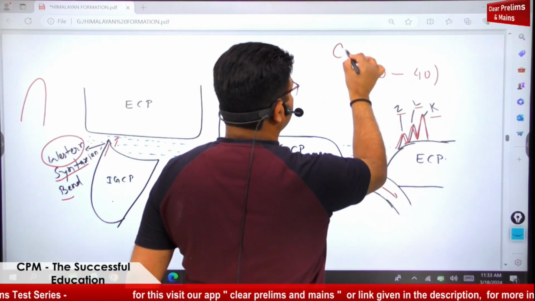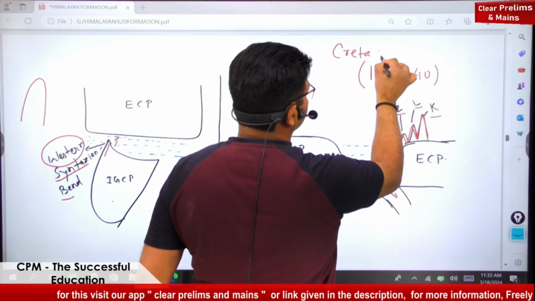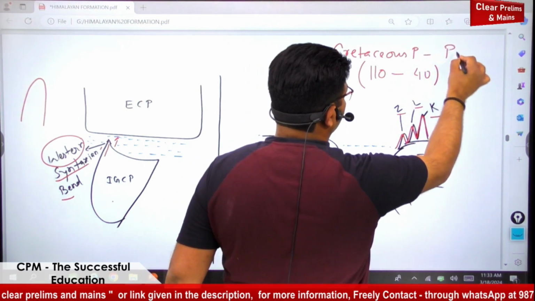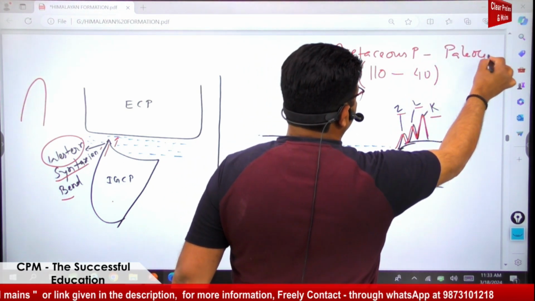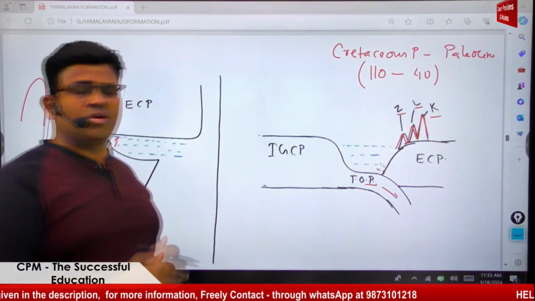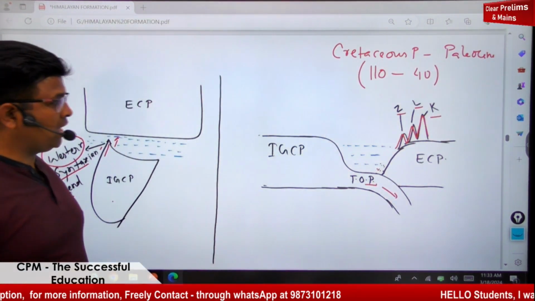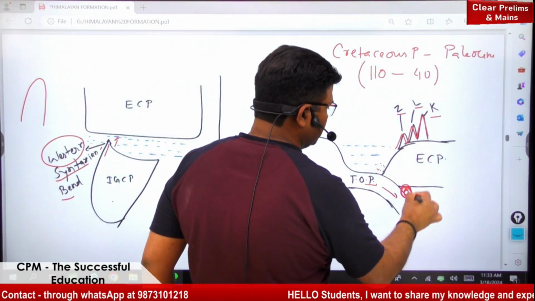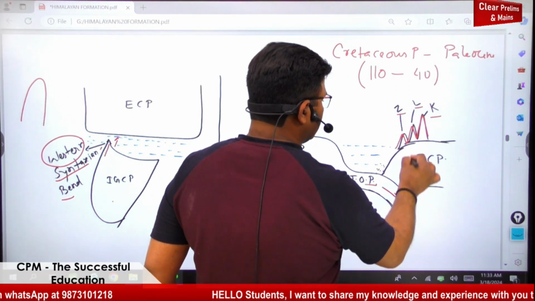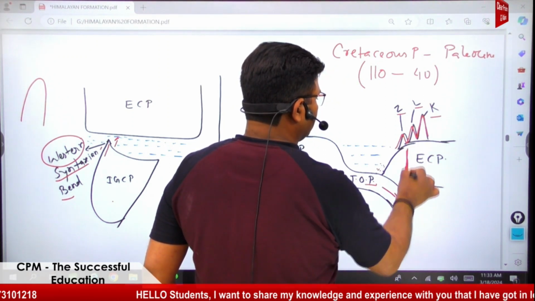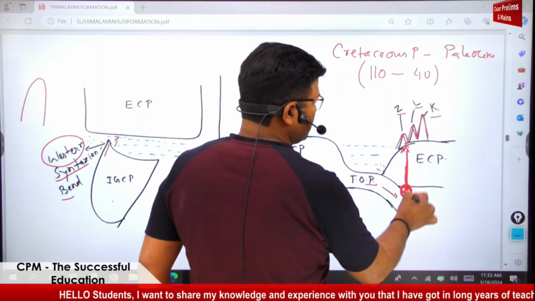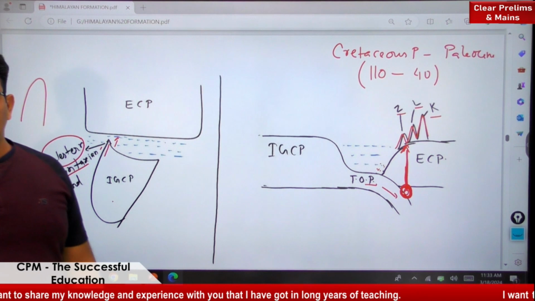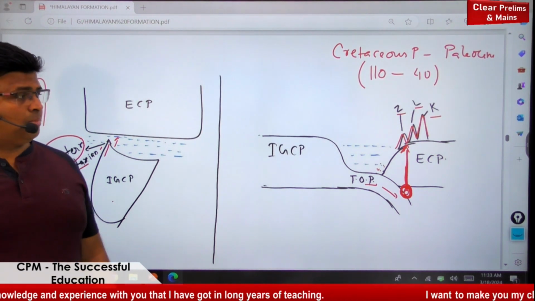You can say from the Cretaceous period to the Paleocene, these are the periods when the Karakoram, Ladakh and Zaskar formed. During that period, friction generated heat, and due to that heat magma formed and volcanic eruption took place in the Karakoram, Ladakh and Zaskar.